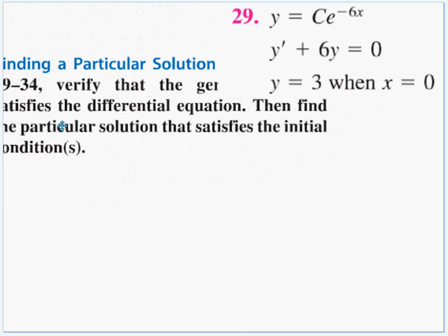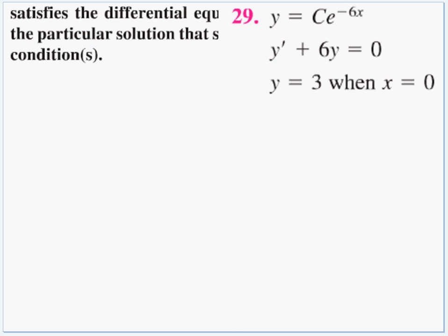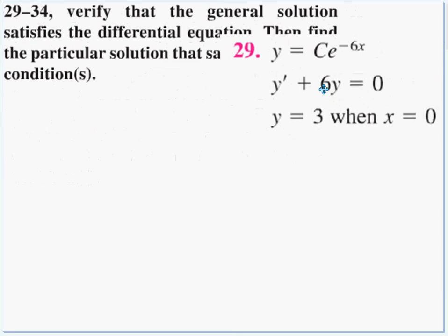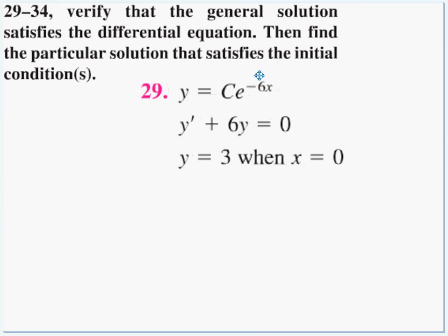And now we want to find the particular solution that goes through the initial condition. So now we go back to our original equation here. And let's see, they give us y is equal to 3. So that 3 is going to jump in for that y.